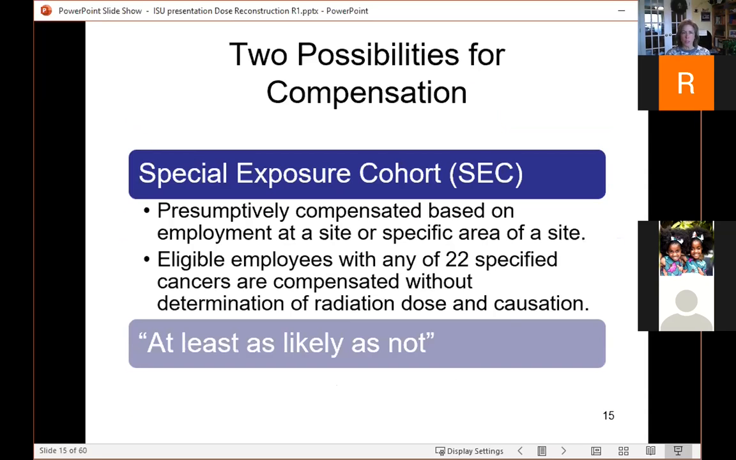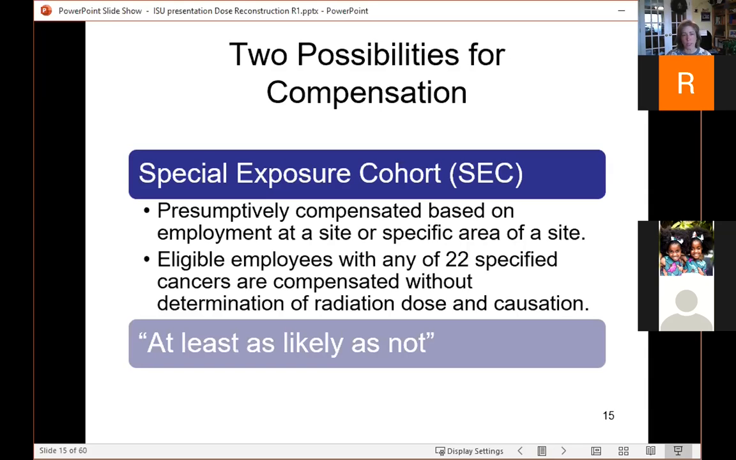So there are two possibilities for compensation. One is through a special exposure cohort where compensation is presumptively awarded based on employment at a site or a specific area of a site. And it applies to 22 specified cancers that are determined to be associated with radiation exposure. So in this case, there's no dose assessment needed. It's just based entirely on time, location, and specific cancer.